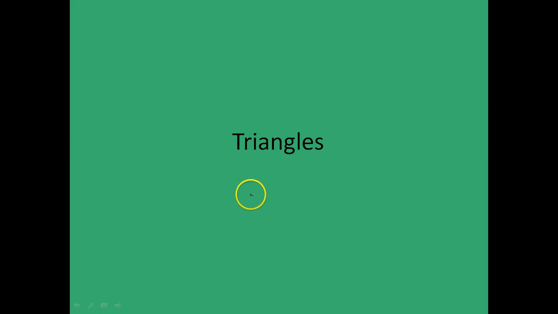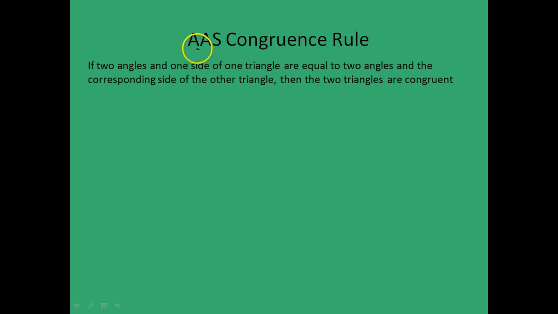Hi, this is a continuation on our lecture on triangles. Last time we looked at some congruence rules. We will continue with congruence rules as of now. So the next congruence rule is called AAS, or angle angle side congruence rule.